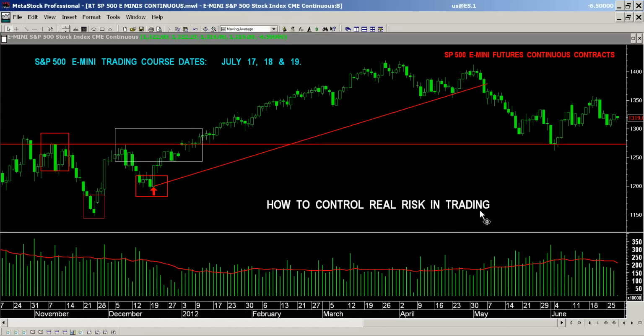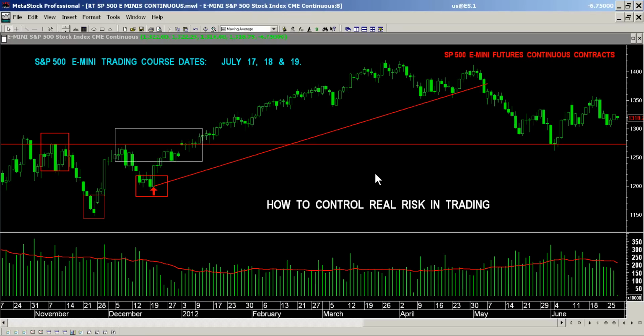How to control real risk in trading. You are looking at a daily candlestick chart, again, of the continuous contracts on the S&P 500 E-mini futures. And unlike a lot of traders, we use the continuous contracts to trade the near month.